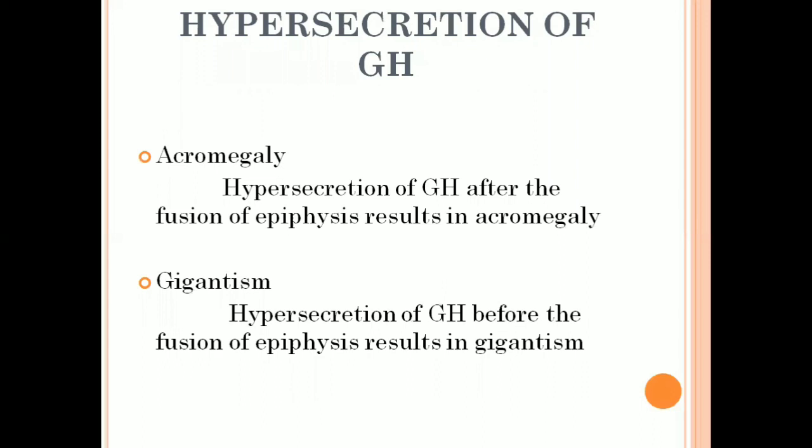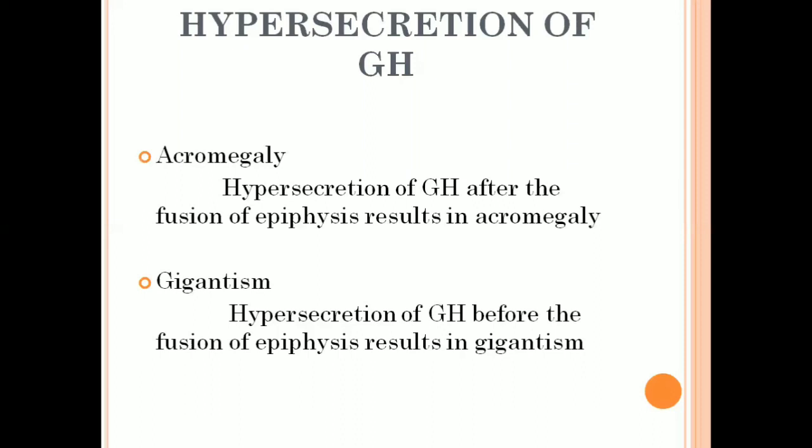It will lead to two conditions. One is called acromegaly, whenever growth hormone is hypersecreted after the fusion of the epiphysis, and the other condition is called gigantism, whenever there is hypersecretion of growth hormone before the fusion of the epiphysis. That is, hypersecretion will lead to either acromegaly or gigantism. We'll discuss them in detail.